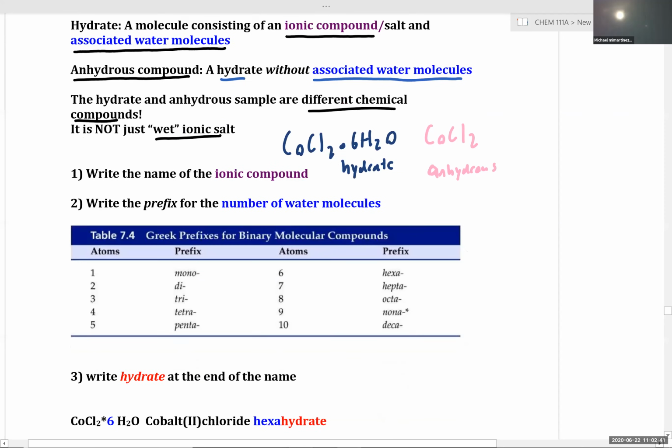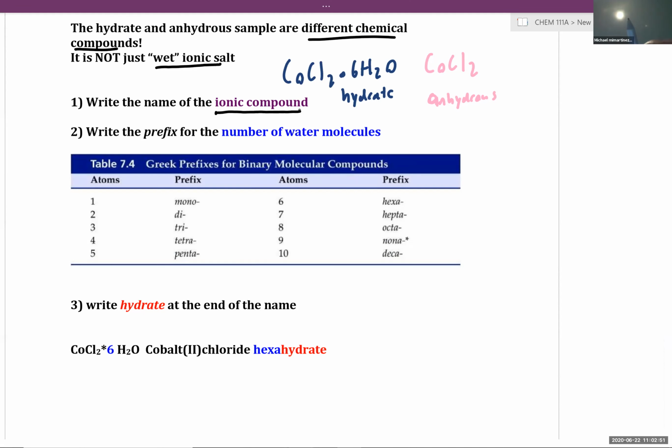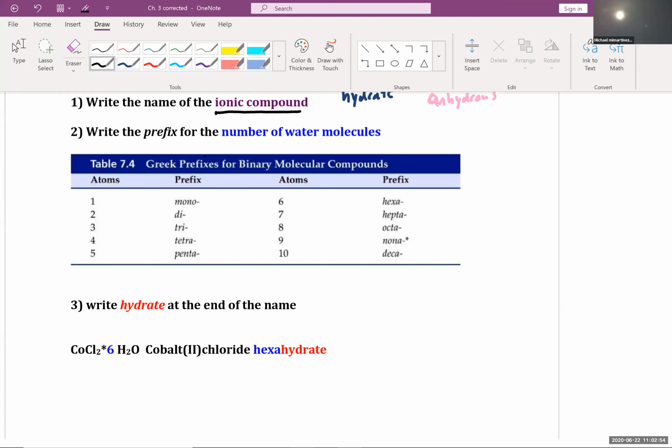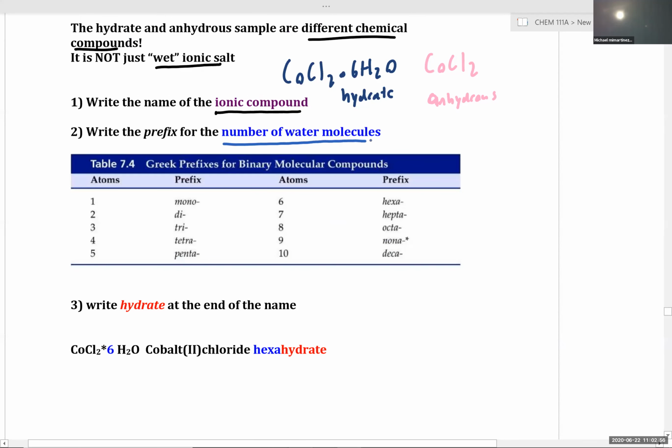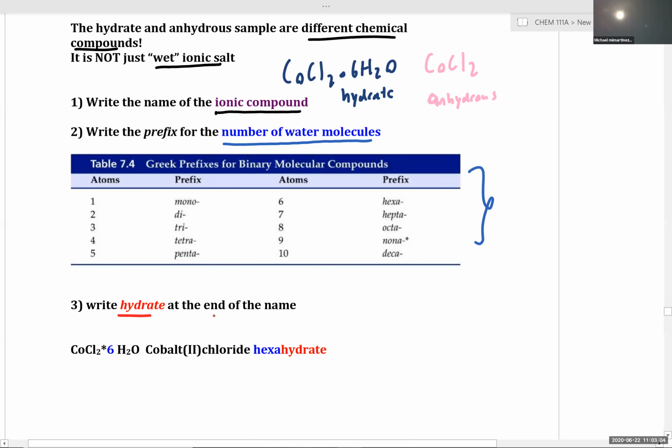So let's talk about the rules for naming hydrates. First things first, you write the name of your ionic compound, and then you write out a prefix for the number of water molecules. These prefixes are shown here. And then finally, you write the name hydrate at the end of the name.